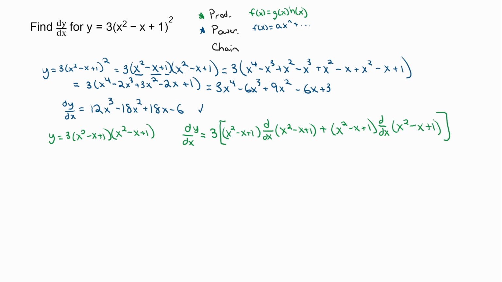So this is the quantity now that we want to solve for. And so we actually have to use the power rule in the end here. And you'll have to use the power rule for any method, including the quotient rule, chain rule, product, in general. So if we solve for this derivative here, we'll end up getting 3 times the quantity x squared minus x plus 1, multiplied by the derivative of that quantity, which will be 2x minus 1, plus the same thing again.